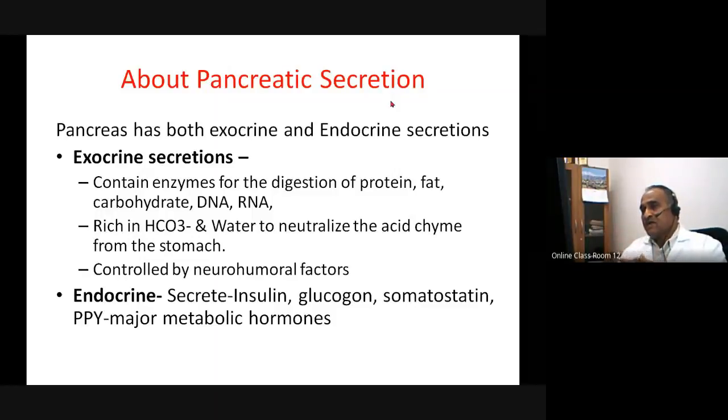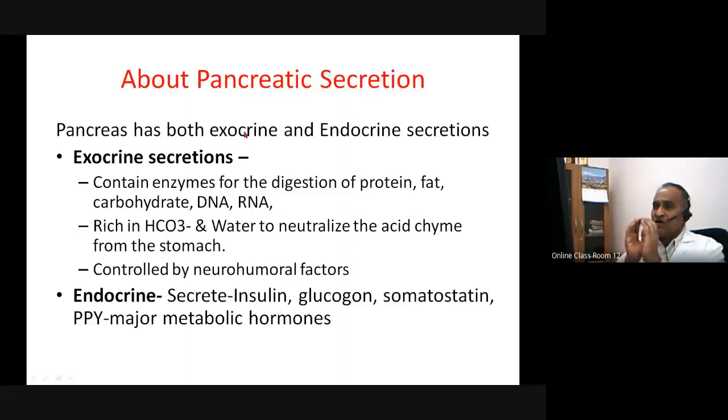Say for example, the endocrine part of the pancreas secretes insulin. Insulin is secreted from the beta cells of the pancreas, and this enters into the blood and activates the various tissues in the body, the liver, the adipose tissue, and other tissues. Okay, so like that, it has endocrine secretions and exocrine secretions.